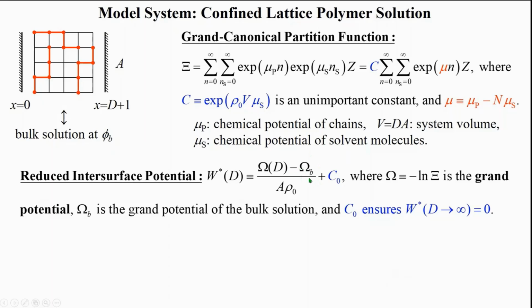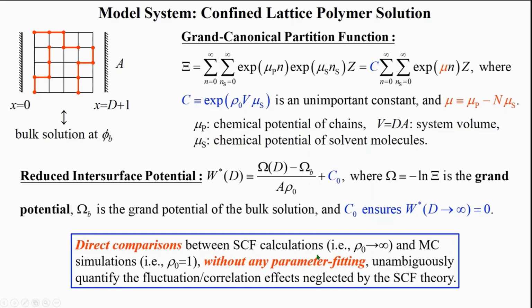For this model system, we perform both lattice self-consistent field calculations, which corresponds to ρ0 to infinity, thus neglecting the system fluctuations and correlations, and the lattice Monte Carlo simulations with the self and mutual avoiding walk. Direct comparisons between them therefore unambiguously quantify the fluctuation correlation effects neglected by the theory.